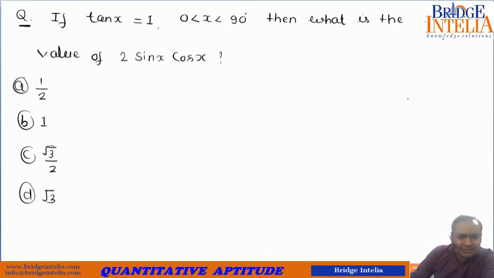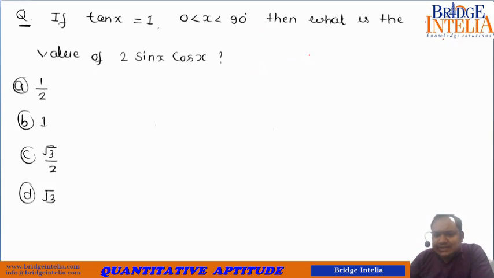Let's take another. If tan x is equal to 1, and it is also given that x is an angle between 0 to 90 degrees, then what is the value of 2 sin x cos x? This is a giveaway, it's a gift. Questions such as these are gifts. If you master the trigonometric table and the set of formulas that govern this entire topic, none of the questions will go wrong.